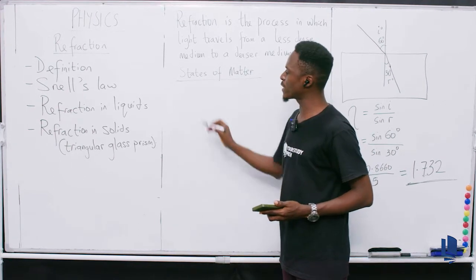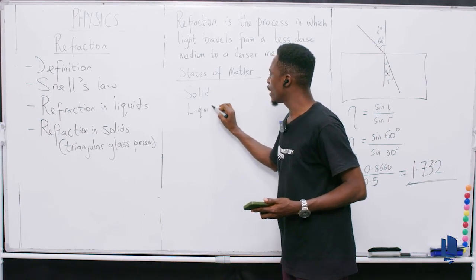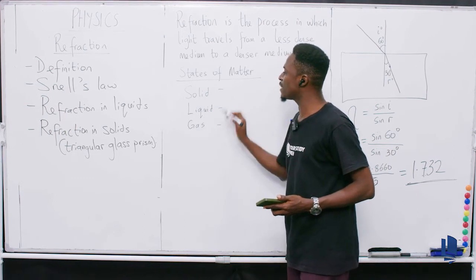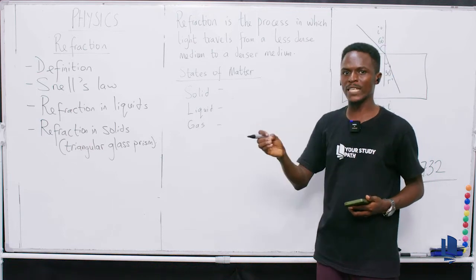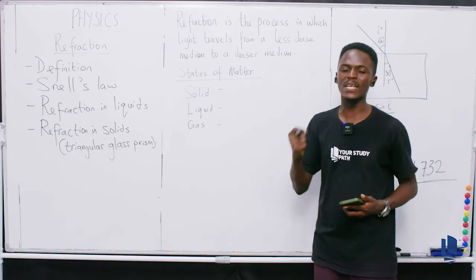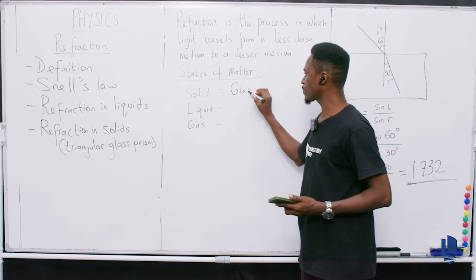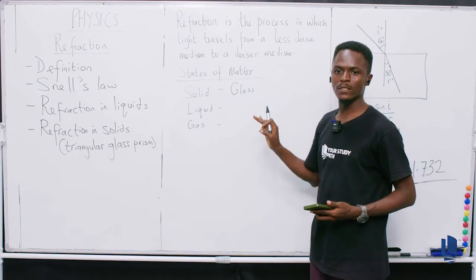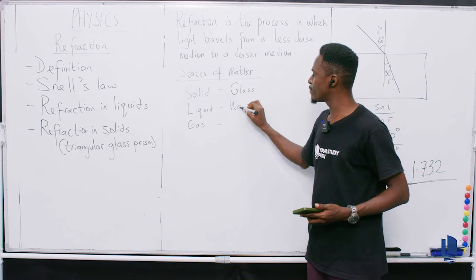Talking about the states of matter, we have solid, liquid, and gas. In physics, we have a representation for these three states of matter. For solid, we prefer to use glass as a representation. In the case of liquid, we use water.